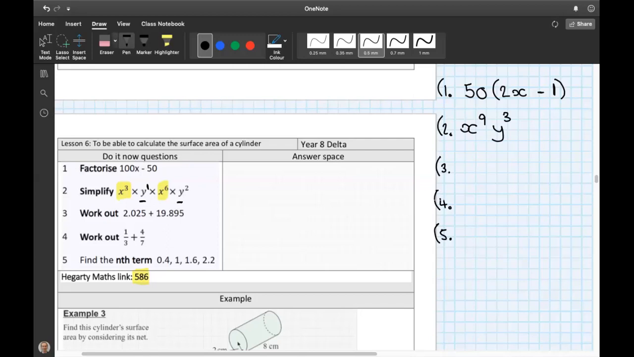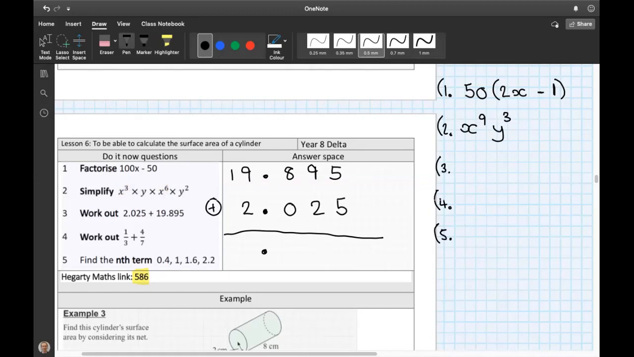Next, we've been asked to add these two decimal values together. Now, what you want to do when you're adding or subtracting large decimal numbers is start by writing the largest number on top, giving yourself lots and lots of space. 895. You then want to put all of your decimal points in first before doing any calculation, because that really helps you align your next value. Here it's 2.025. Now we're ready to add.